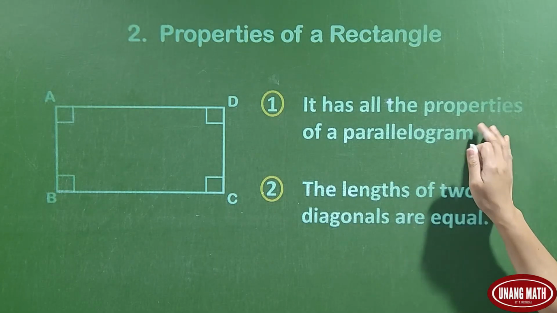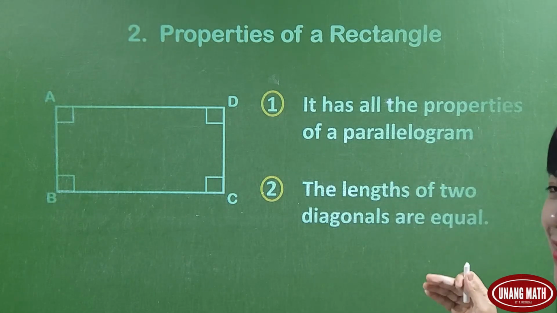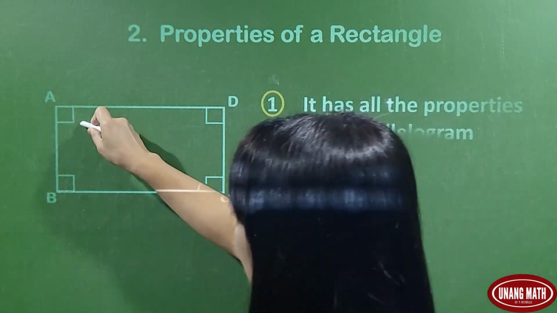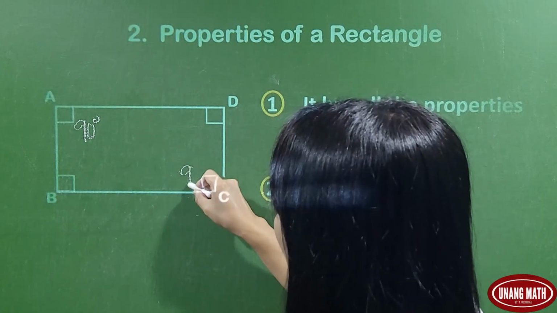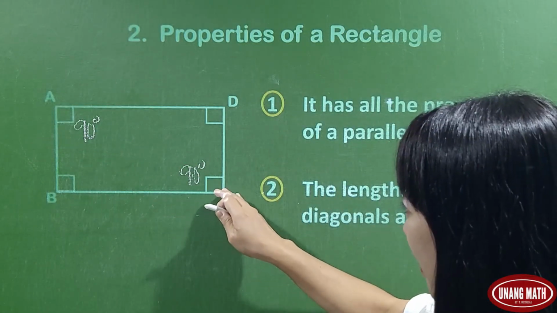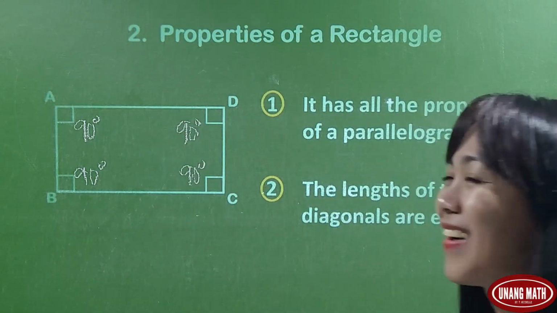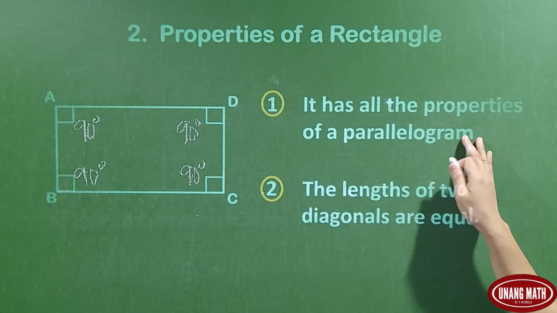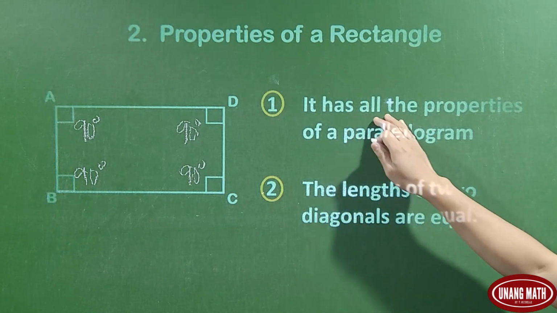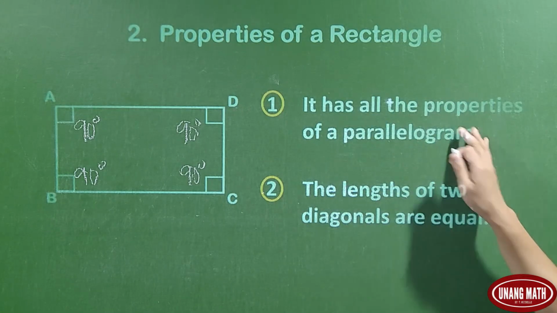What is the other property of a parallelogram? Opposite angles are of equal measures. If we take a look at this rectangle, yes, opposite angles are of equal measure. This is 90 degrees, the opposite angle is 90 degrees. This is also 90 degrees, and the opposite angle is also 90 degrees. That's why a rectangle is also a parallelogram, because it has all the properties of a parallelogram, so we can use the properties of a parallelogram.